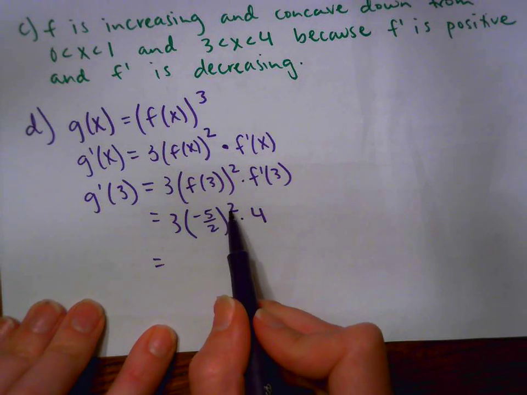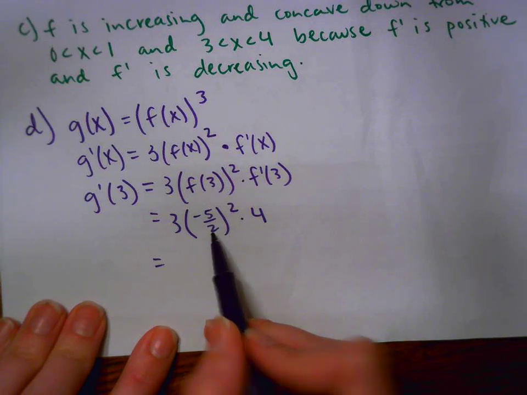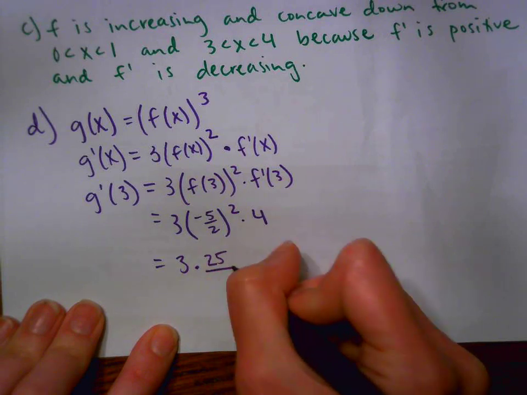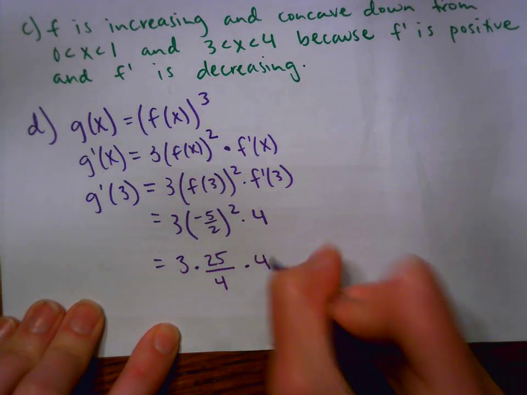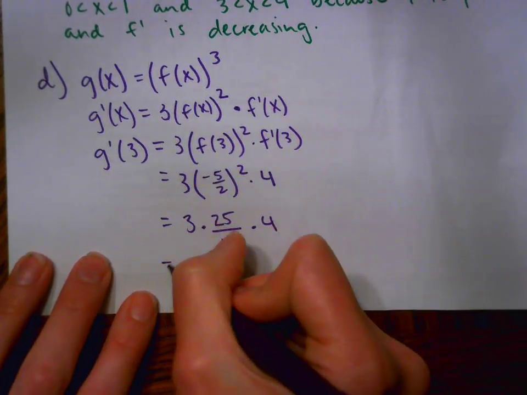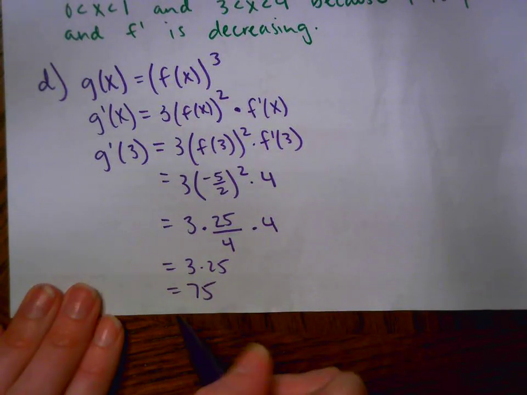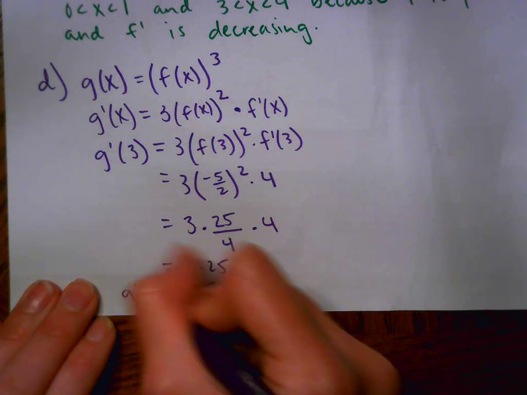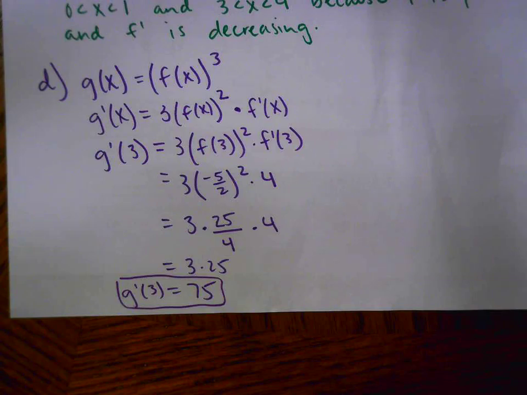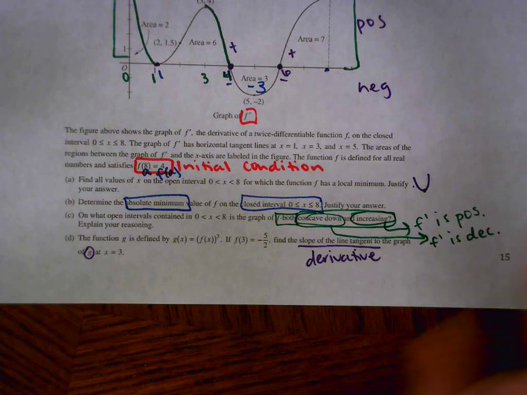And so then I'm going to square a fraction. When I square it, I know the negative is going to be positive, and then I square the numerator and the denominator. So that's going to become 3 times 5 squared is 25, 2 squared is 4, times 4. If I'm dividing by 4 and multiplying by 4, those will cancel. And I really just have 3 times 25, which is 75. So that is the slope of your tangent line at 3. And I think that completes the free responses for that section.